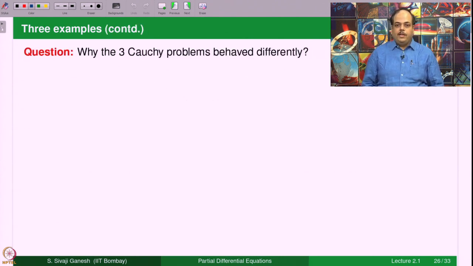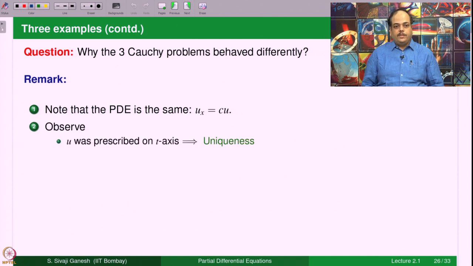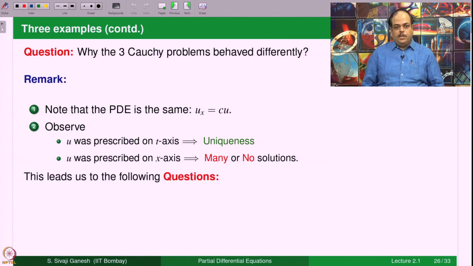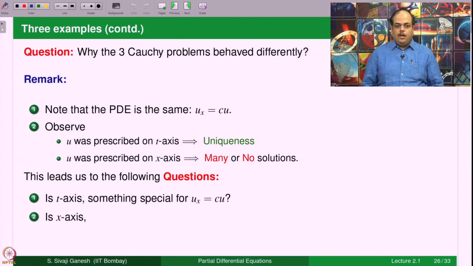Now, why do the Cauchy problems behave differently? The PDE was the same, u_x equal to cu, so what is different? When u was prescribed on the t axis, we had uniqueness, and when u is prescribed on the x axis, we had either infinitely many solutions or no solutions. Therefore, we ask the following question: is the t axis something special for the equation, or is it the x axis which is special? The reason for the first question is that we have uniqueness. The second is that we have many possibilities. So, who is really special here? Because special people have to be taken care of with a lot of special care. Okay. We will see that later on. The answers we will see later as we study the first order PDEs.